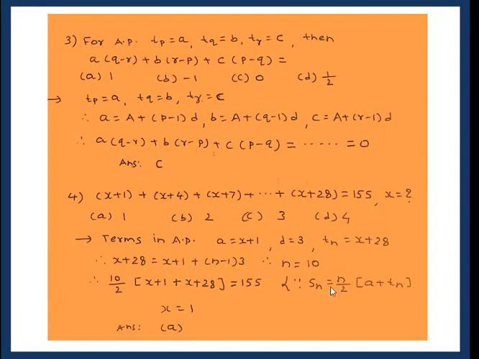Then use this formula to find the sum of the first n terms. What is that formula? It is n by 2 into a plus Tn. So if I substitute the values, I get x as 1. So which is the correct option? The correct option is A, Ahmedabad.